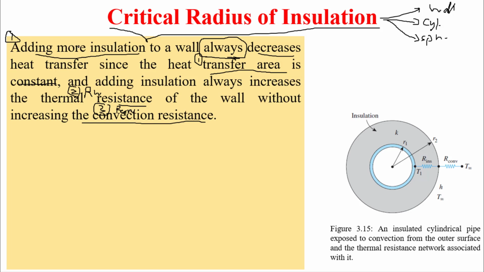Whenever you add more thickness, more insulation, or more material, you increase the thickness of insulation. What happens? The heat transfer area stays constant. This is the first parameter. R wall always increases, and this R convection remains constant. Nothing happens to this one.